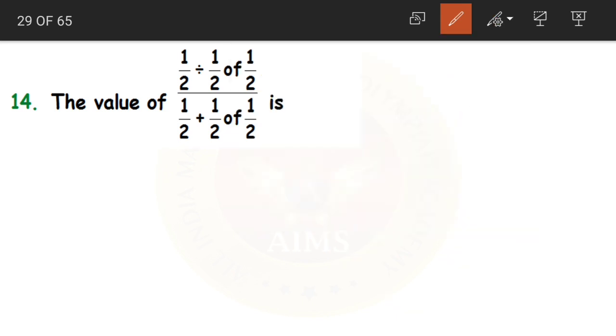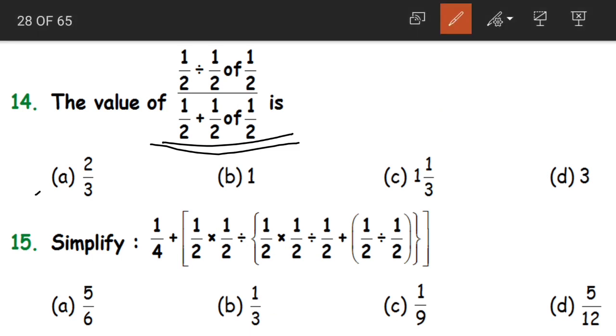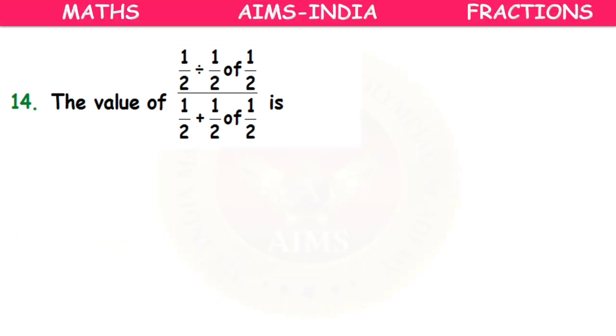Now let us check our answers, options. Do we have 2 by 3 here? Yes, we have option A, 2 by 3. So option A is our correct answer. Clear, students? Now again moving on to the 15th question.